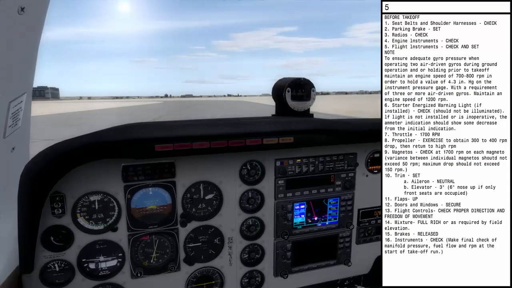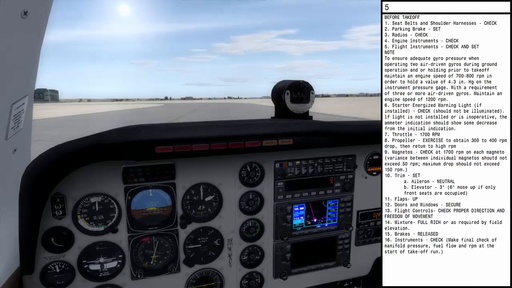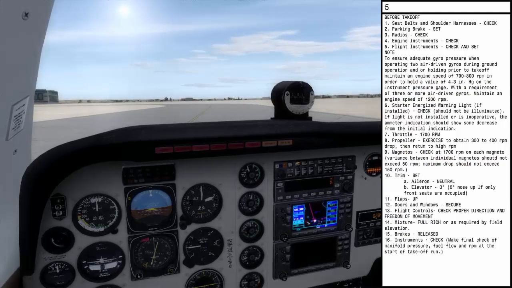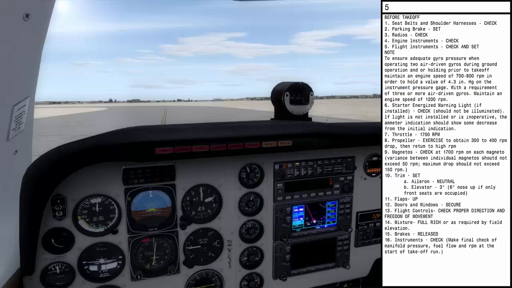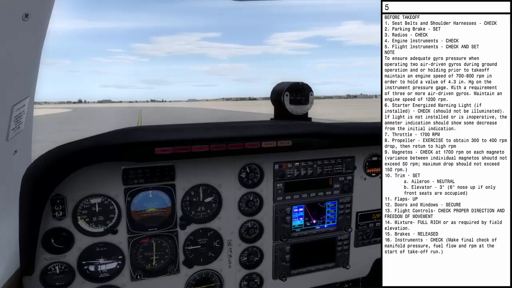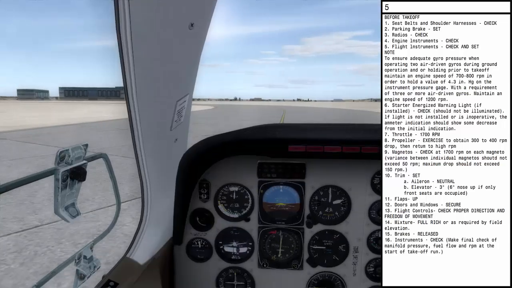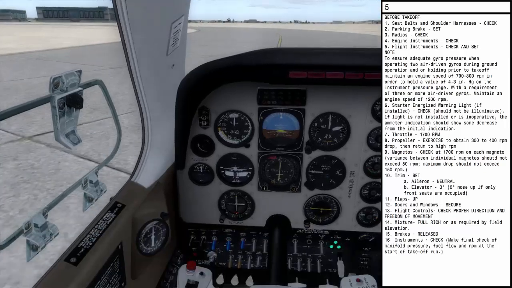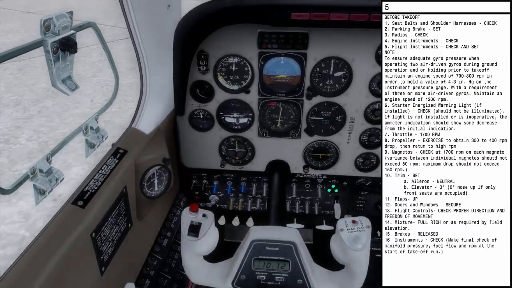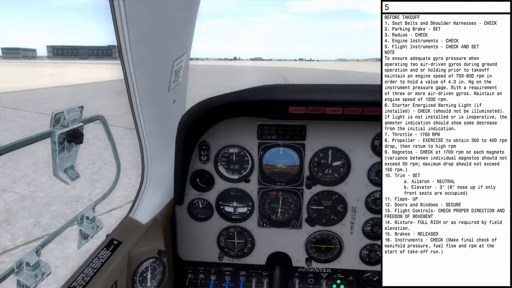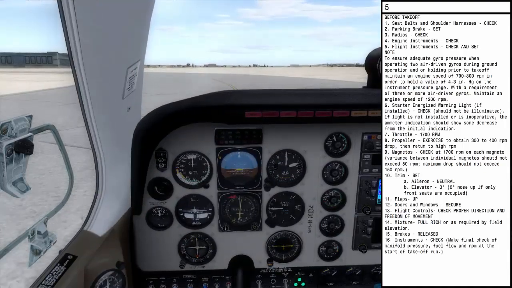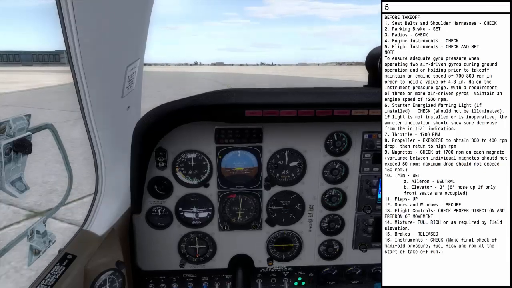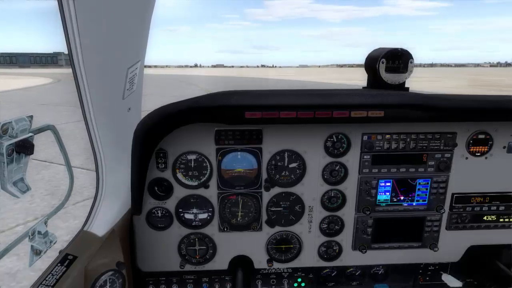If you are my co-pilot, please, I will kindly ask you to follow the checklist and to remind me of something I could forget. So we need to have the seat belts correctly fastened, the parking brake set, the radios checked, the engine instruments checked, the flight instruments checked and set. Also the throttle, we will have to check the throttle at 1700 RPM. The propeller, we will need to exercise the propeller to obtain 300 or 400 RPM drop to check it, etc. And very important, the pitot heat and the trim set.